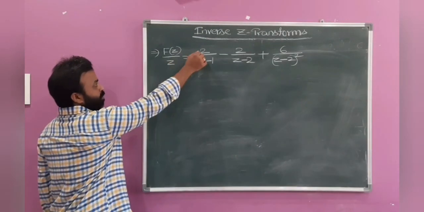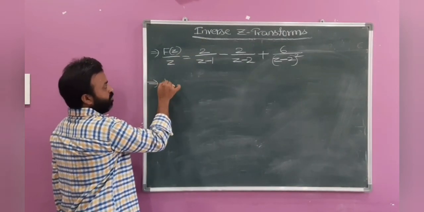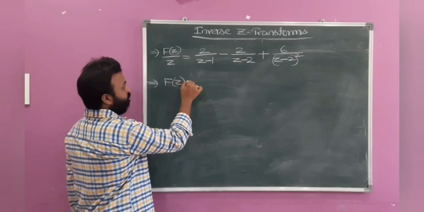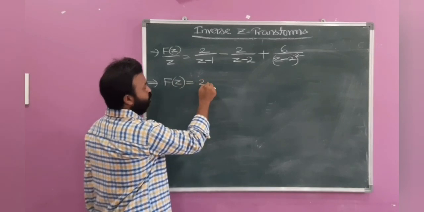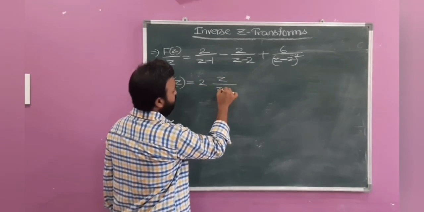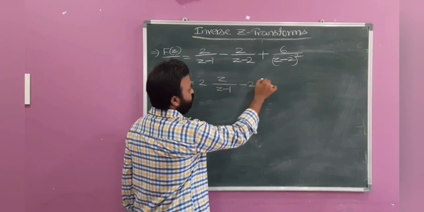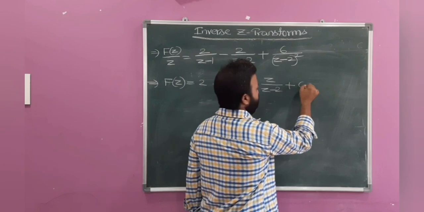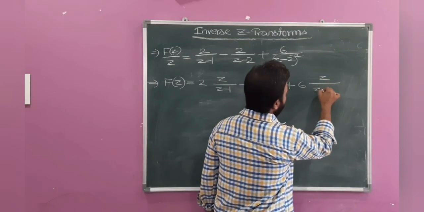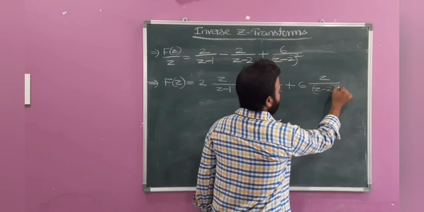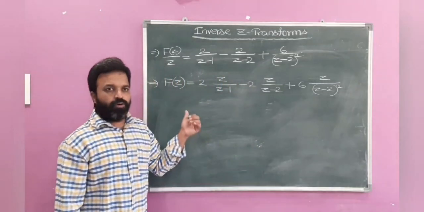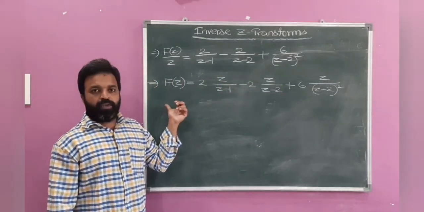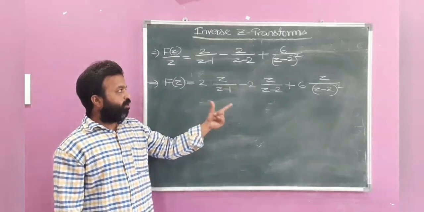Now by cross multiplying with this z to the right side, then we have f of z equal to 2 into z by z minus 1 minus 2 into z by z minus 2 plus 6 into z by z minus 2 whole square. Here we are solving for f of n. To get f of n, we apply inverse Z transform on both sides.